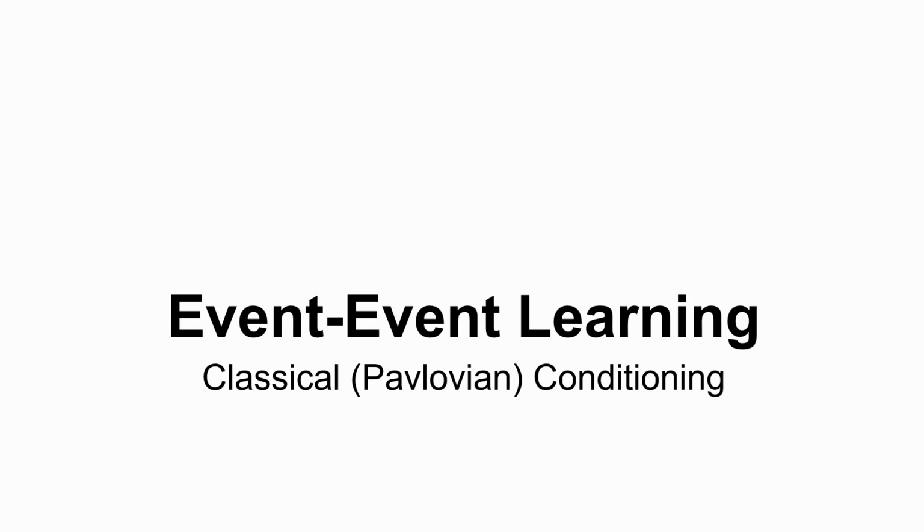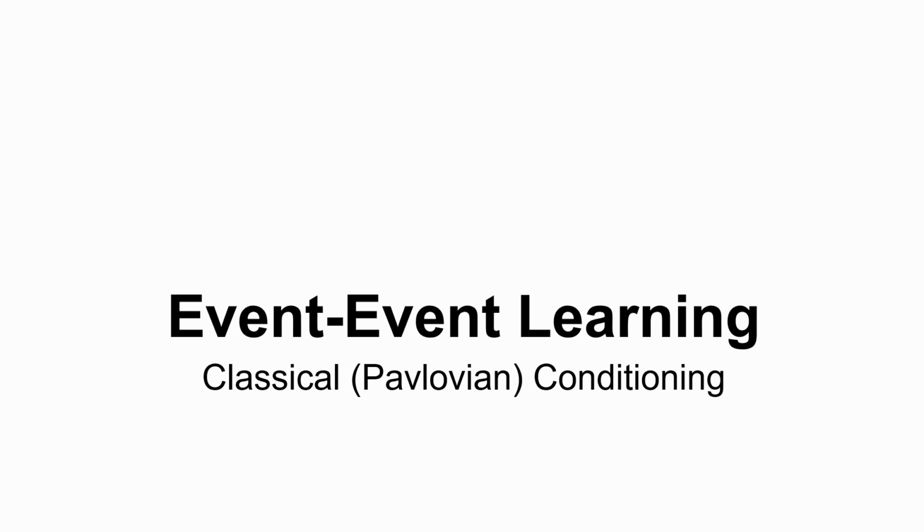In this lecture, we're going to start covering classical or Pavlovian conditioning. Now, last time we talked about habituation, and that was event-alone learning, where we were learning about a single stimulus that we were presented with repeatedly, and then behavior was changing because of that repeated occurrence. So now, with event-event learning, we're going to look at the relationship between two stimuli that are presented.